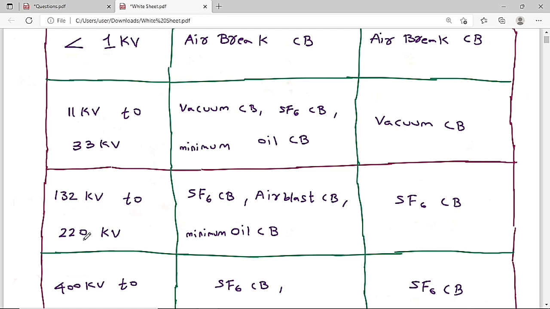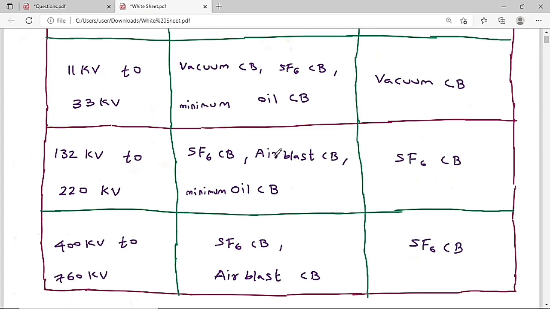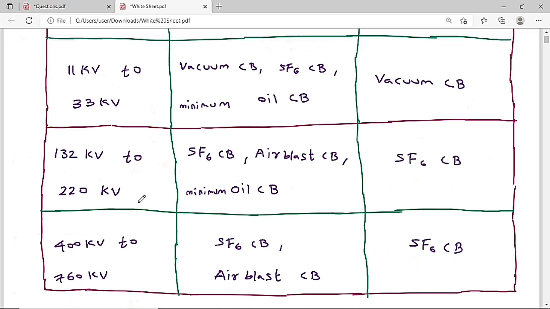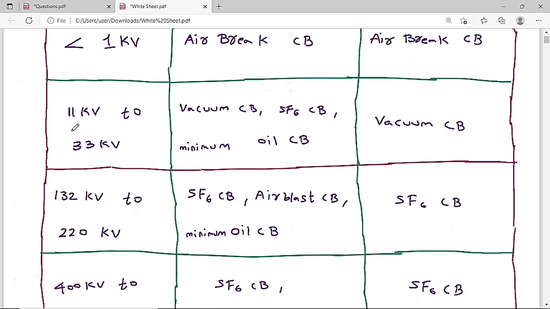For 132 kV to 220 kV, the available circuit breakers are SF6 circuit breaker, air blast circuit breaker, and minimum oil circuit breaker. Out of these three, the most preferred is the SF6 circuit breaker. Similarly, from 400 kV to 760 kV, the available circuit breakers are only SF6 and air blast circuit breakers. Out of these two, the preferred is the SF6 circuit breaker. So for a voltage rating above 132 kV, the default preferred circuit breaker is SF6. Whereas for distribution network voltages, the preferred circuit breaker is the vacuum circuit breaker.